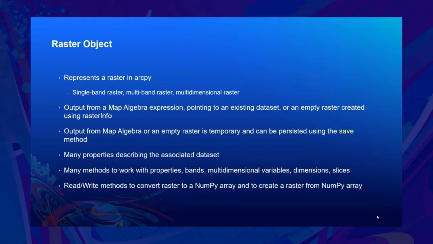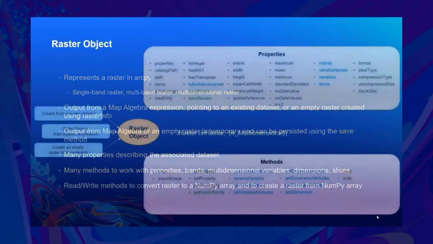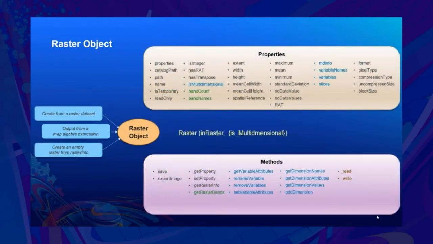Now let's take a closer look at the raster object. As I said, you can create it from an existing dataset, or it can be an output from an algebraic expression, or it can be created when you create an empty raster. Now if you look at the properties, you'll see that they kind of fall into different categories. Like in the first column, you'll see that we have properties, catalog path, name, things like that that is temporary.